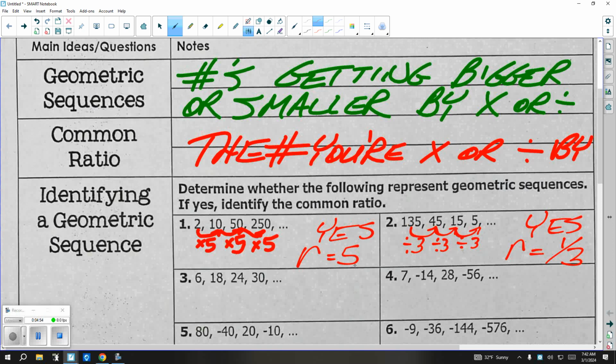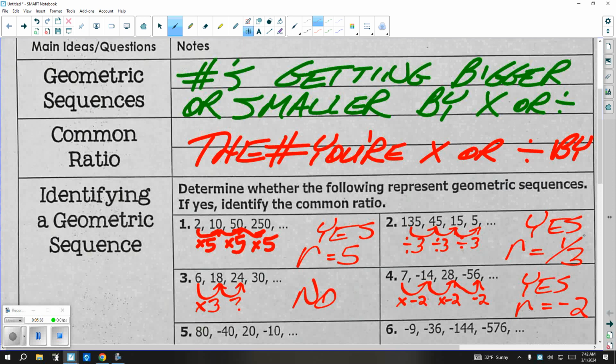Okay, next one. From 6 to 18, you multiply by 3, right? From 18 to 24, I don't know what that is. Yikes. So this is a no. I know it's not 3 because 18 times 3 is 54. That's just crazy. Okay, next one. Here, I multiply by -2. Here, ooh, look at that. I multiply by -2. Here, I multiply by, you guessed it, -2. So this is yes, and R is -2.